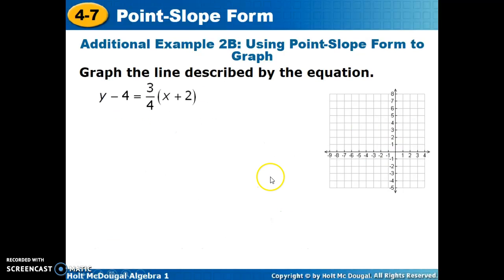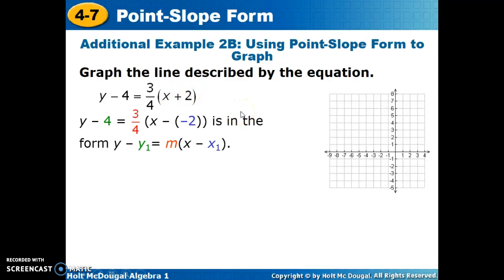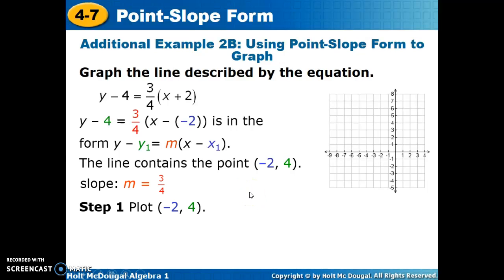Seems easy. Let's try another one. Here we see the equation in point slope form. It says graph the line described by the equation. We're going to take out the points, keeping in mind that addition is the same as subtracting -2. So this is +4 for our y-coordinate. This is -2 for our x-coordinate. And we see a slope of 3/4. So we're going to plot the point (-2, 4).